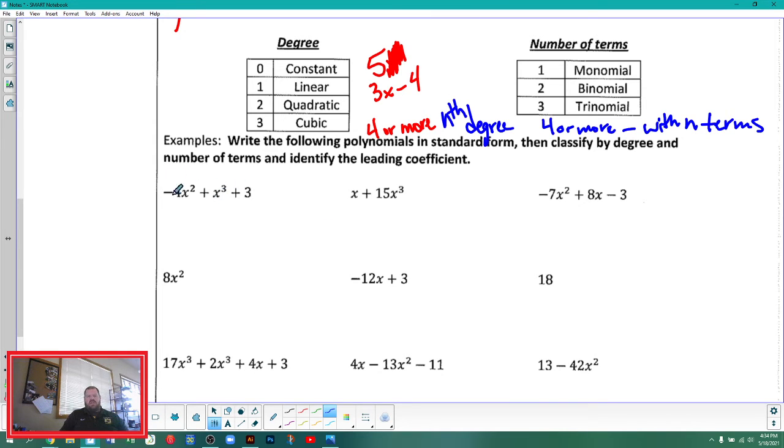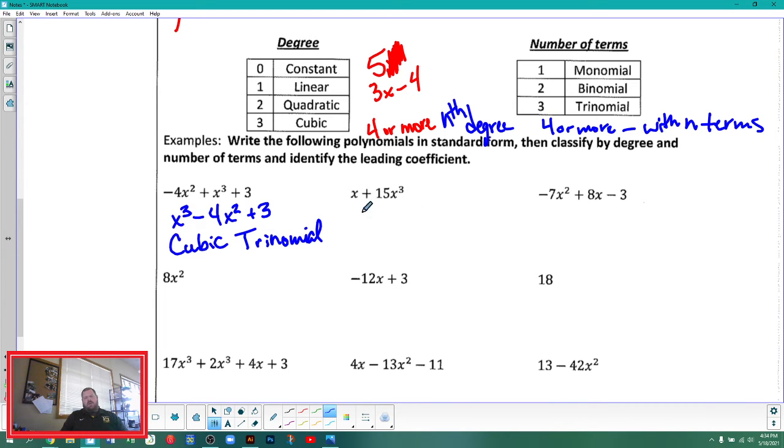So I have an x to the 3rd, an x squared, and a no x. So we're going to say x cubed minus 4x squared plus 3. And then we want to classify it by degree and number of terms. The highest exponent is 3, so it's a cubic. It's a cubic polynomial. Number of terms, there's 3 of them. It's a cubic trinomial, 3 and 3.